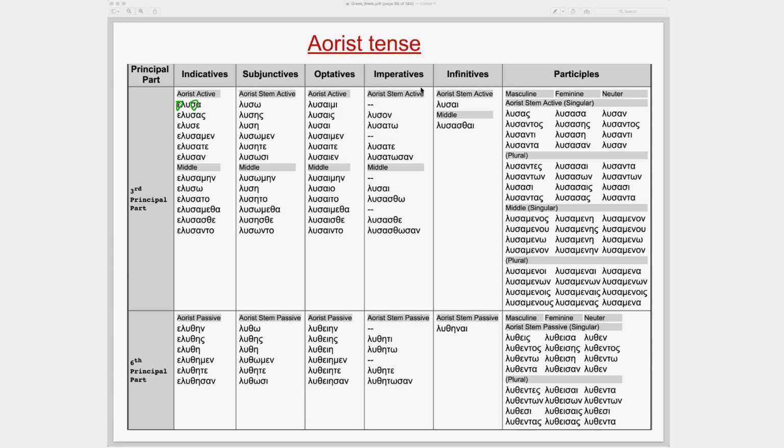Don't take that as a hard and fast rule that works with every single verb. Again, this is a regular verb. When you get into irregular verbs, they're going to morph into different things, just like English does, and you just have to learn them. Okay, and that's it.